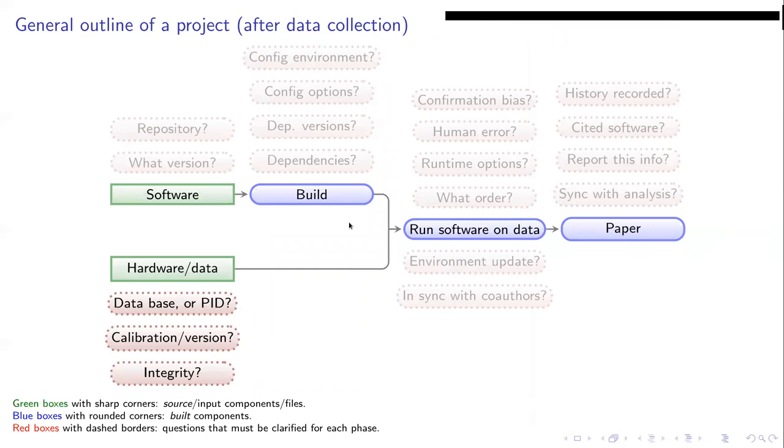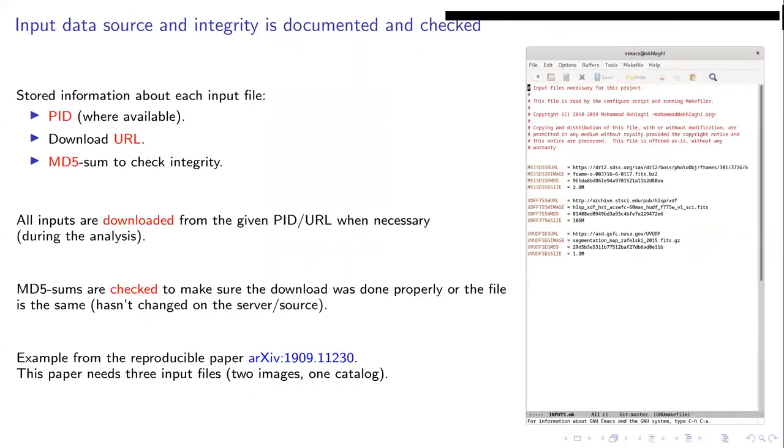Now the hardware, or the data part, where the data come from. There's another plain text file in the source, and this file has URLs. This is the source of this paper of mine. For this project, I used three data sets. As you can see, one image I got from NASA, one image I got from the Space Telescope Science Institute, and one catalog I got from the SDSS server. These are different databases in astronomy. You can just think of it like this.